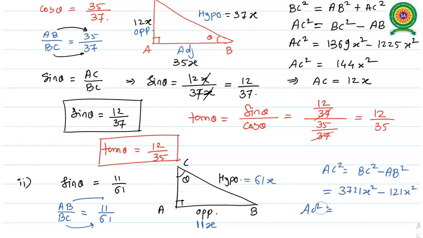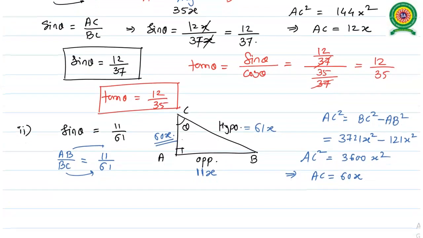So the value of AC square now we are having 3721 minus 121, we are getting 3600 x square. Taking square root on both sides, the AC value we have 60 times x. So the value of AC is 60x.